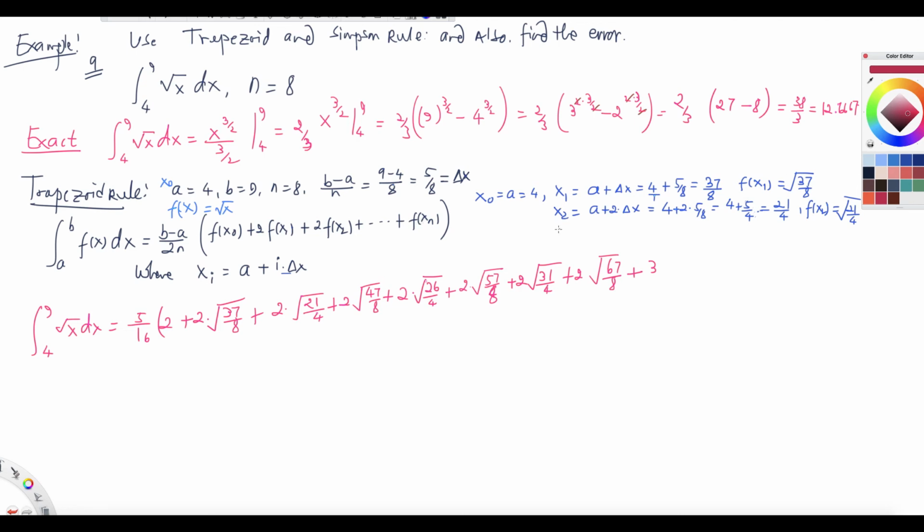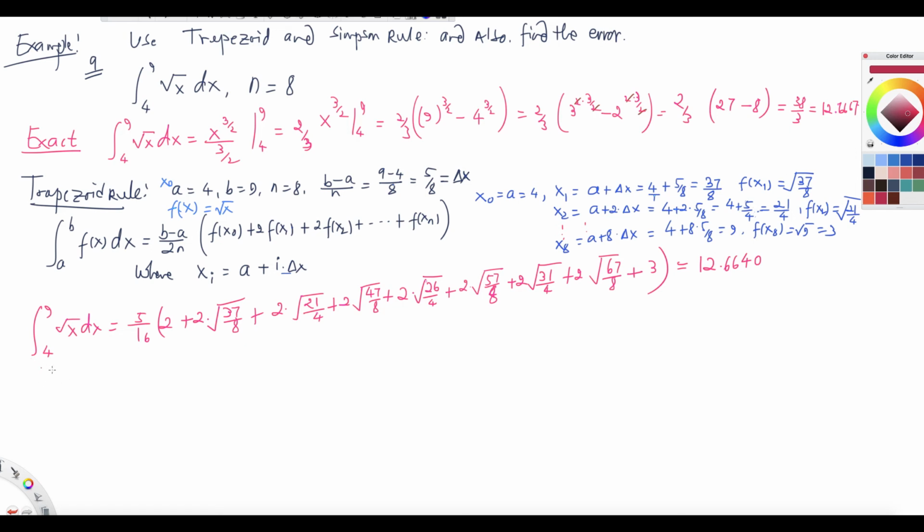x8 will be x0 plus 8 times delta x, right? So x8 will be a plus 8 times delta x. You will get 4 plus 8 times 5/8. The 8 and 8 cancel out, so 4 plus 5 is 9. So f of x8 will be root under 9, that is 3. That's what I'm doing here. So 5 over 16 times all that. If you add all these using the calculator, I got 12.6640.